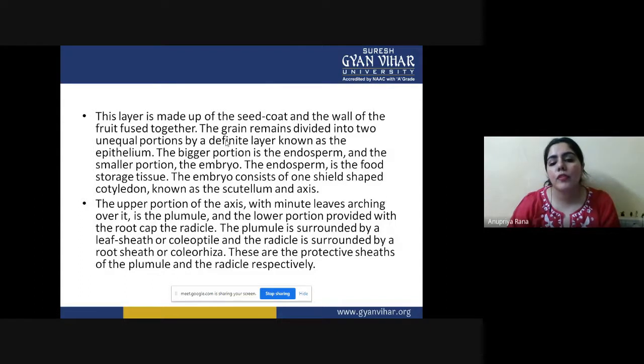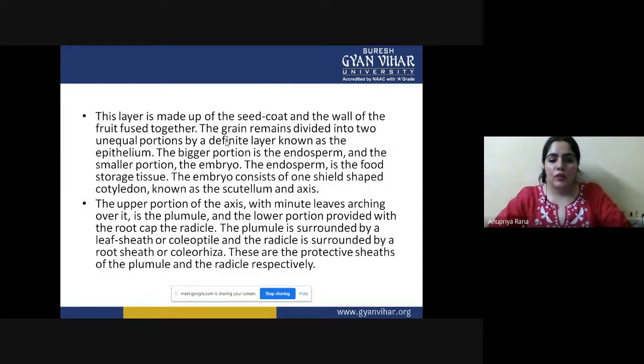Now the upper portion of the axis, with minute leaves arching over it, is the plumule, and the lower portion is provided with the root cap and the radicle. So we already know that the upper portion of the axis will always be considered as the plumule, which is going to be converted into the shoot, and the radicle will have a root cap and the root inside. This plumule is surrounded by the leaf sheath or coleoptile, and the radicle is surrounded by the root sheath or coleorhiza.